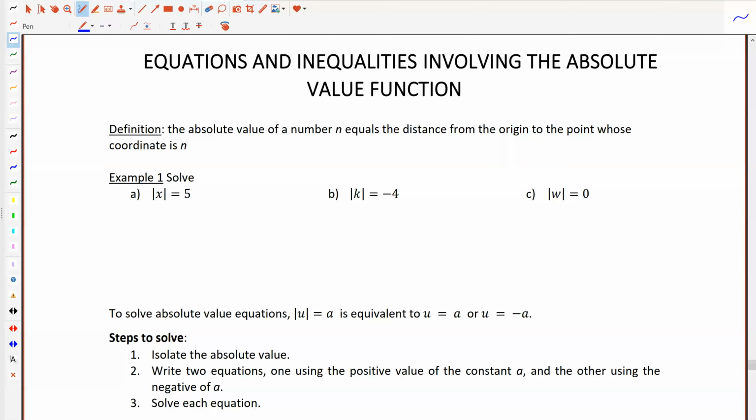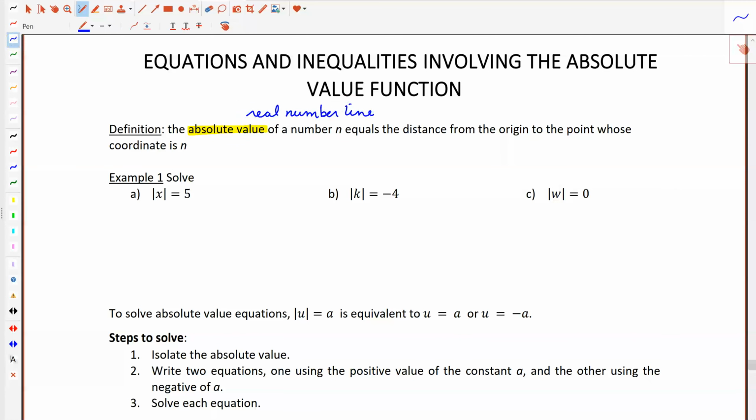Let's take some time and talk about how to solve equations, and then eventually we're going to look at inequalities as well that involve absolute value. Now, first as a reminder for the definition, the absolute value of a number n equals the distance from the origin to the point whose coordinate is n. So we are going to be working on just a real number line.